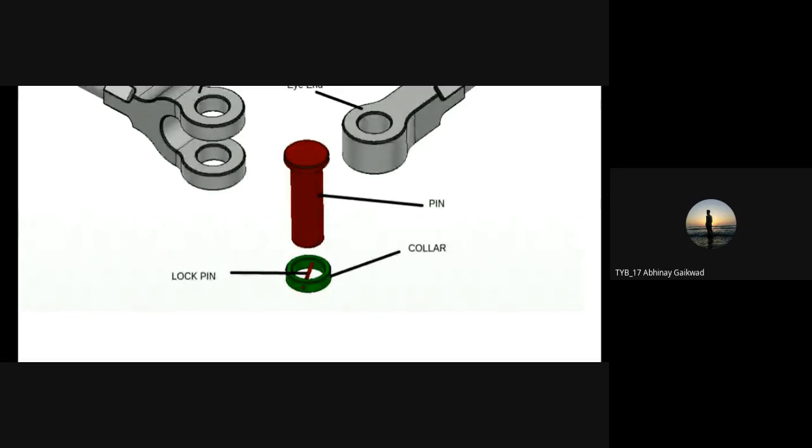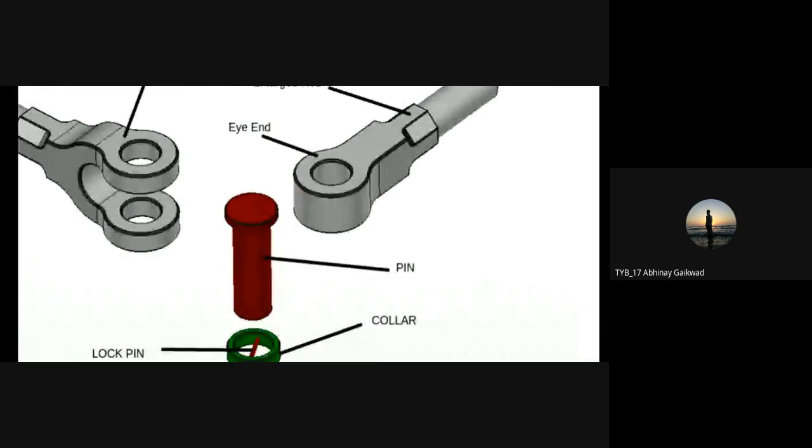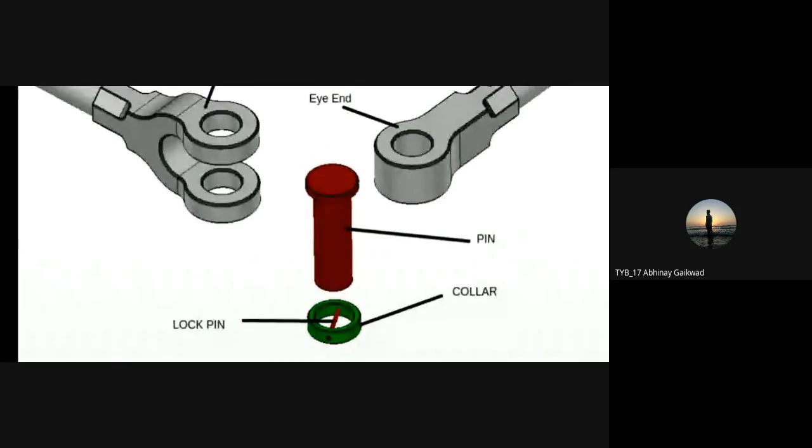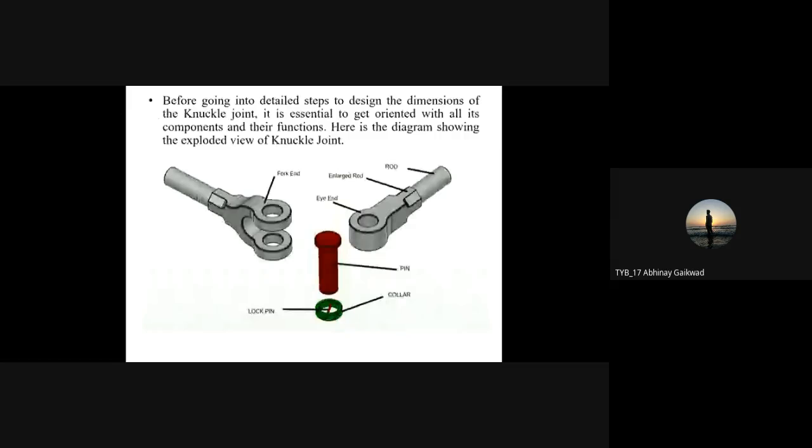Later on, to avoid longitudinal motion of the pin, we lock it by means of a lock pin and collar. The collar will not allow the pin to move up and down. Also, you can see here that the collar is provided on the pin itself, so that the pin will not move up and down and its motion is restricted. Now here you can clearly observe that the knuckle joint has two sections.